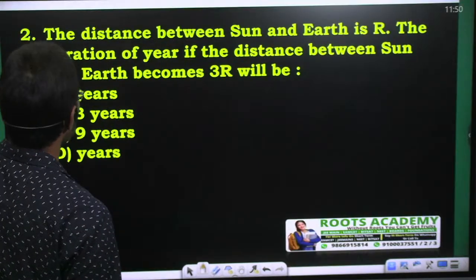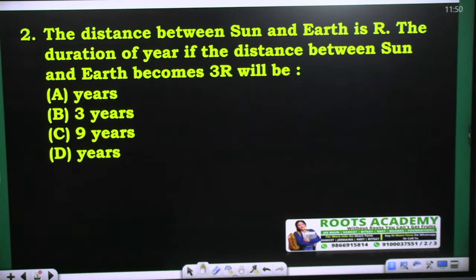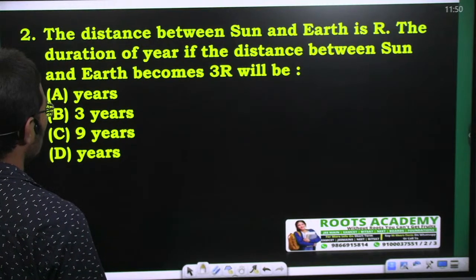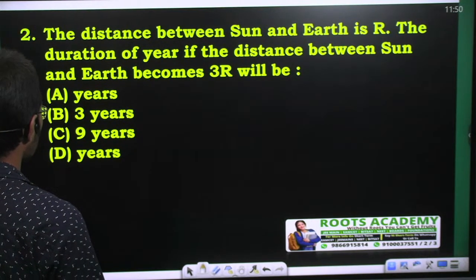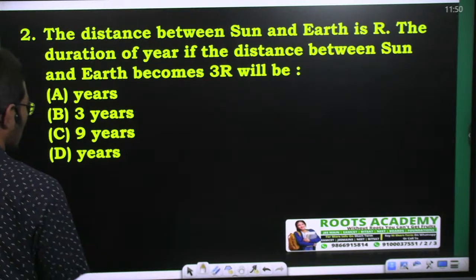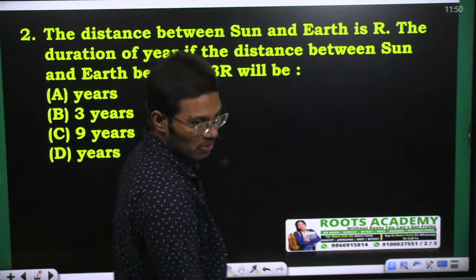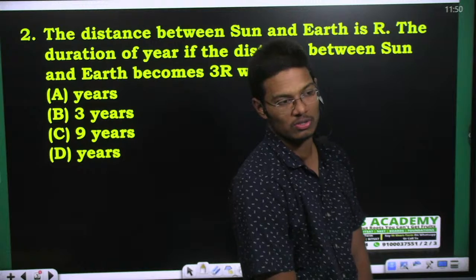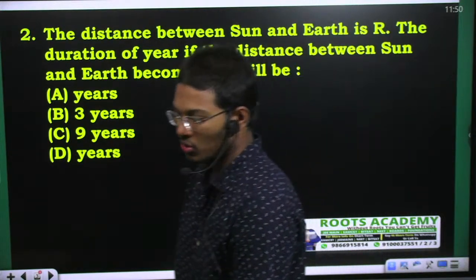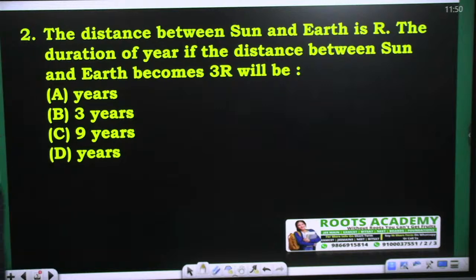Next. Here the question says that the distance between the sun and the earth is r. What will be the duration of the year if the distance between the earth and the sun becomes 3r? To which topic does this question belong? If you look at this, it belongs to the chapter of gravitation. So how do we solve this?